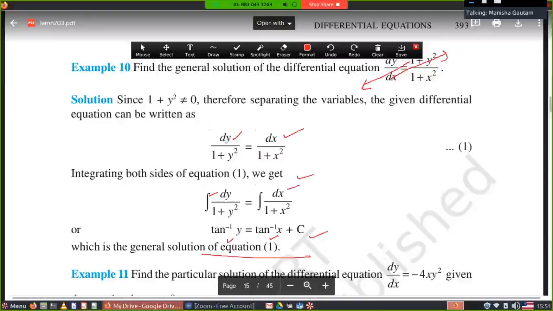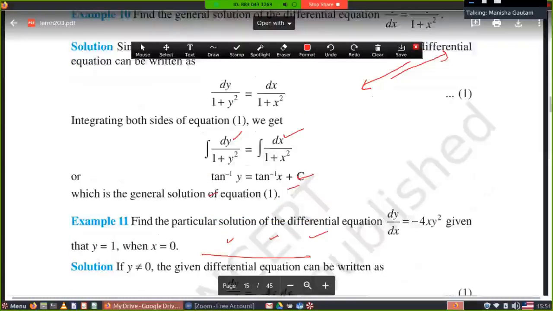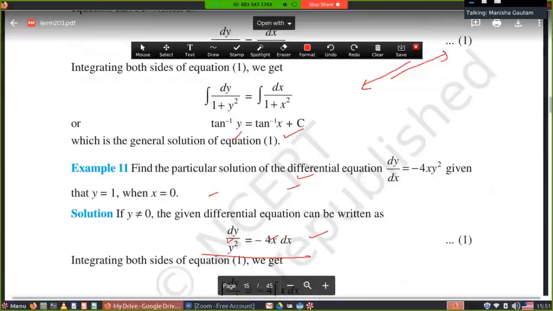This is the answer. Find the particular solution of the differential equation. Particular solution. I have told you two types of solution will be asked in the exam: one is general solution, the other is particular solution. Here you have to find the particular solution. For the particular solution, you have one value of x and y which you have to put in and get the value of the arbitrary constant.